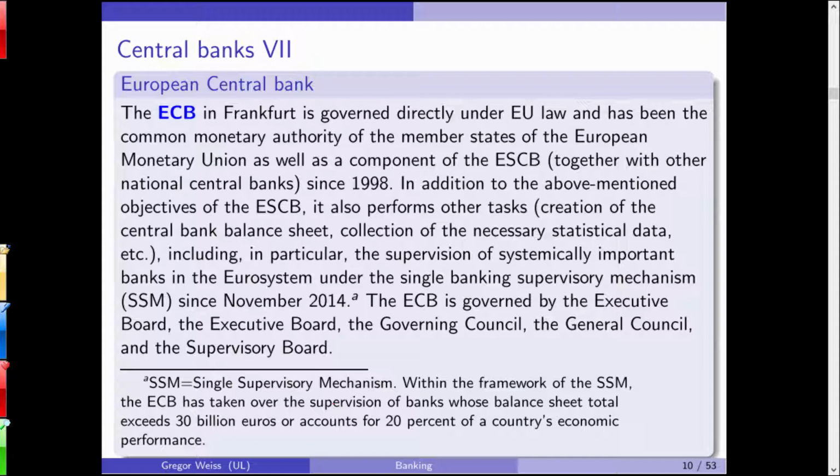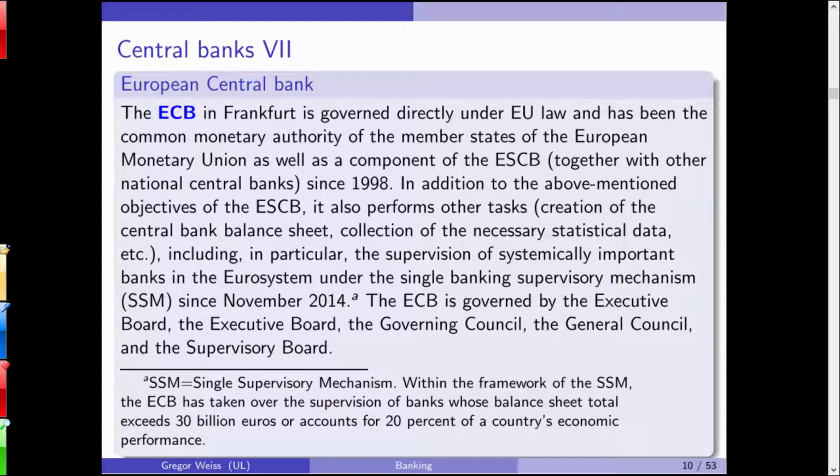There are some provisions within EU law that have, well, how should I put it in English? These laws were enacted for the European Central Bank to be founded, as the common monetary authority of the member states of the European Monetary Union, as well as a component of the ECB.